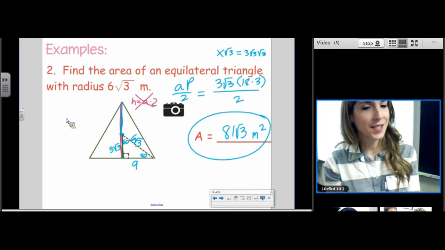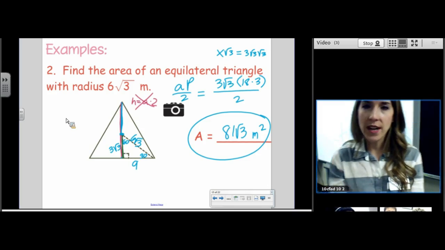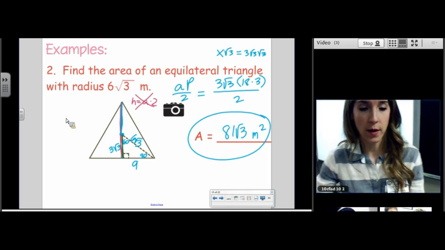You don't have to be inscribed in a circle to have a radius, but we could have inscribed it in a circle. Regular polygons have radiuses whether or not they're in a circle. Good question.